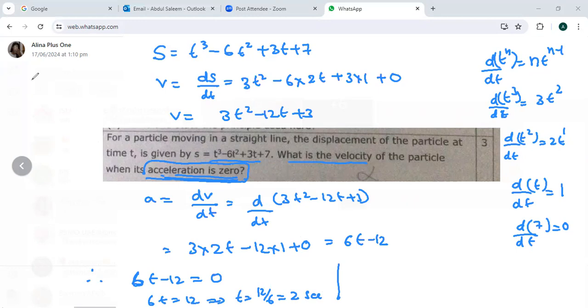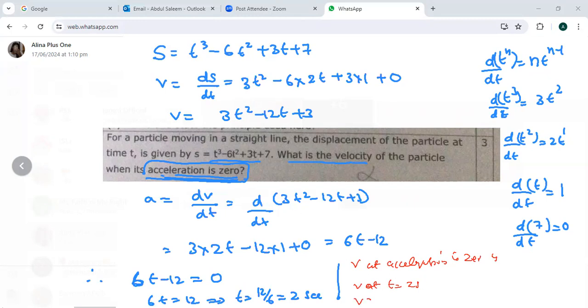So what is the velocity of the particle when its acceleration is 0? That is v, the velocity when acceleration equals 0. That is the velocity at t equal to 2 seconds. Clear, right? So what is the velocity at t equal to 2 seconds?